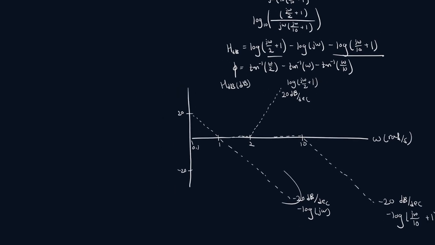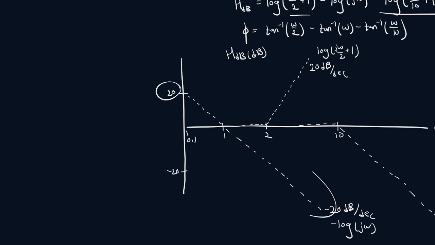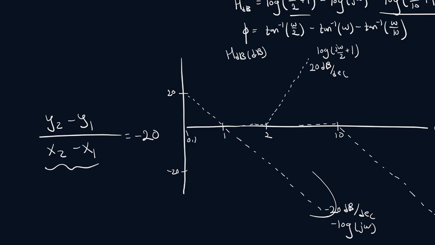Wait, a quick way to try and figure this out, if you don't know where it's going to be at, this is how you figure this out. So y2 minus y1 all over x2 minus x1. We already know the slope of this. The slope of this is minus 20. So recall we're working with decades, not radians per second.